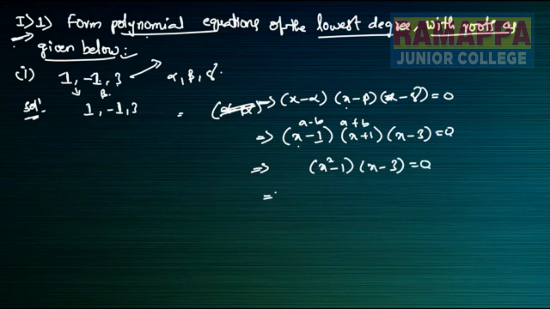If we multiply these terms, it becomes x square into x, x cube, x square into minus 3, minus 3x square. Then minus 1 into x, minus x, and minus 1 into minus 3, plus 3, equal to 0.